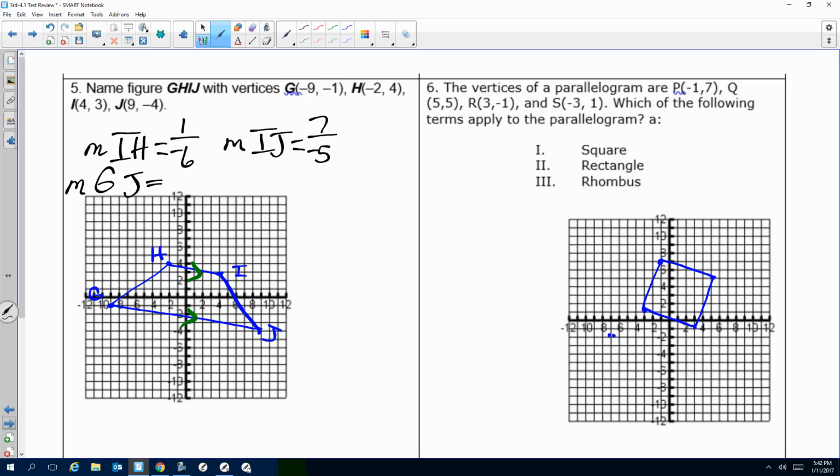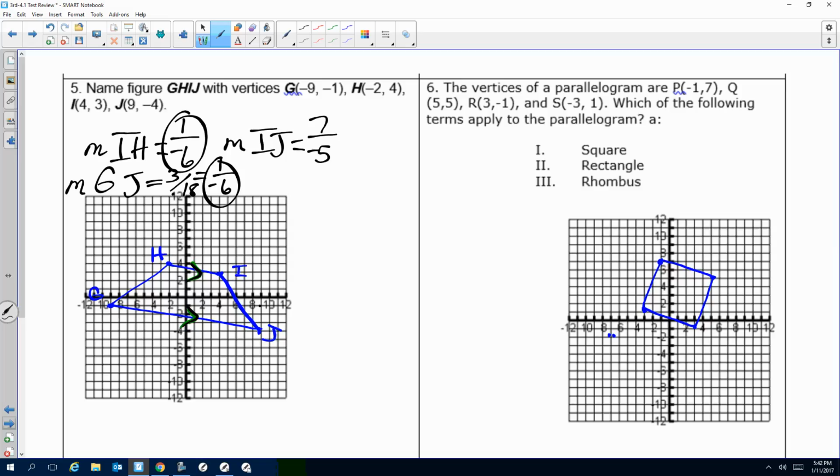So from J to G, I'm going up 1, 2, 3. So 3, and to the left. So this is 3 over 18, and it's a negative. 3 over 18 reduces to negative 1 over 6. So right now I see these are the same, so I have proven it is parallel.